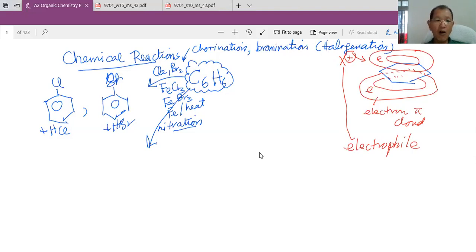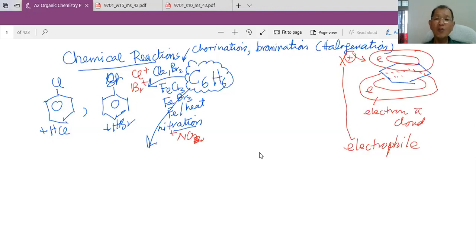Okay. So now all these here, the chlorine must become Cl plus. Bromine must become Br plus. Okay, that's our new deal. Nitrogen must become NO2 plus.